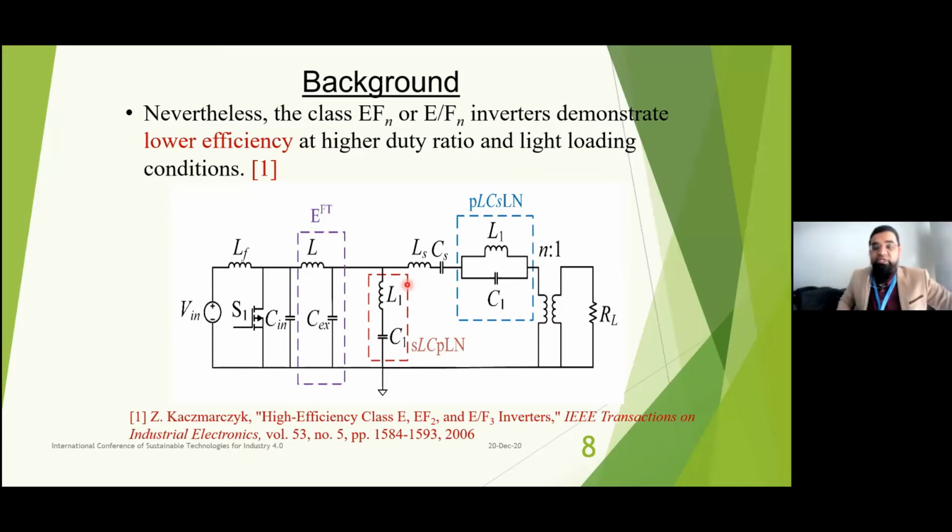And this resonance circuit can also be added in the main resonant tank, which is LS and CS, our main resonant tank. So we can add this extra resonance circuit in the main resonant tank in series or in parallel. So there are different types of configuration. Each type of configuration has a different type of impact on the operation of the circuit. So there's a whole lot going on here.